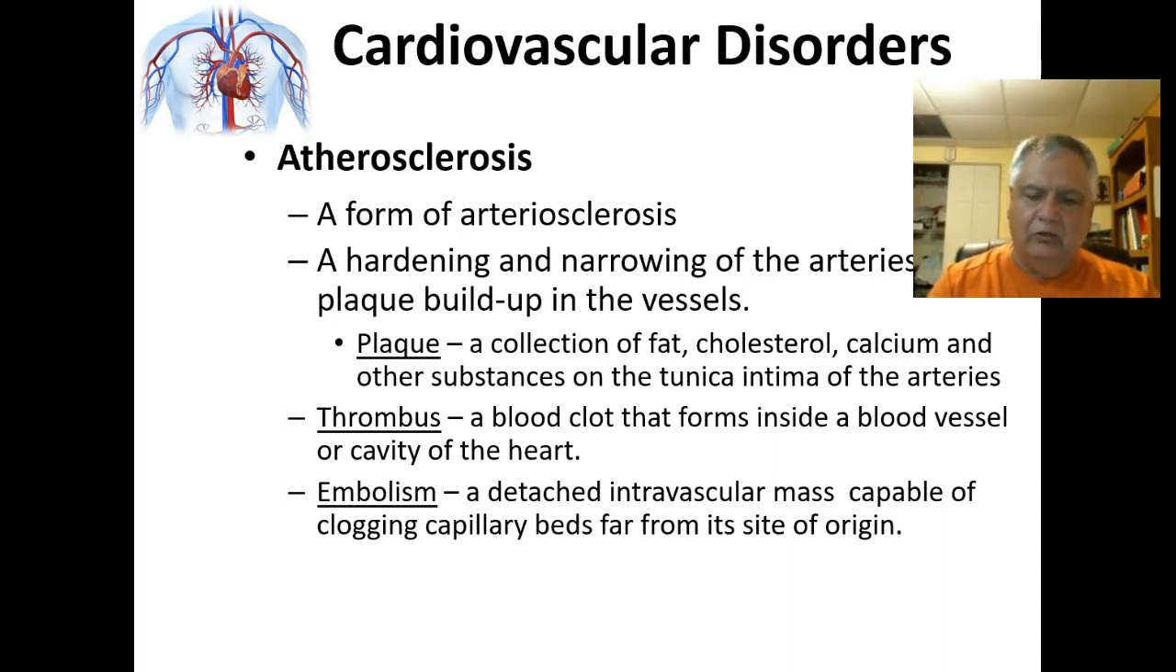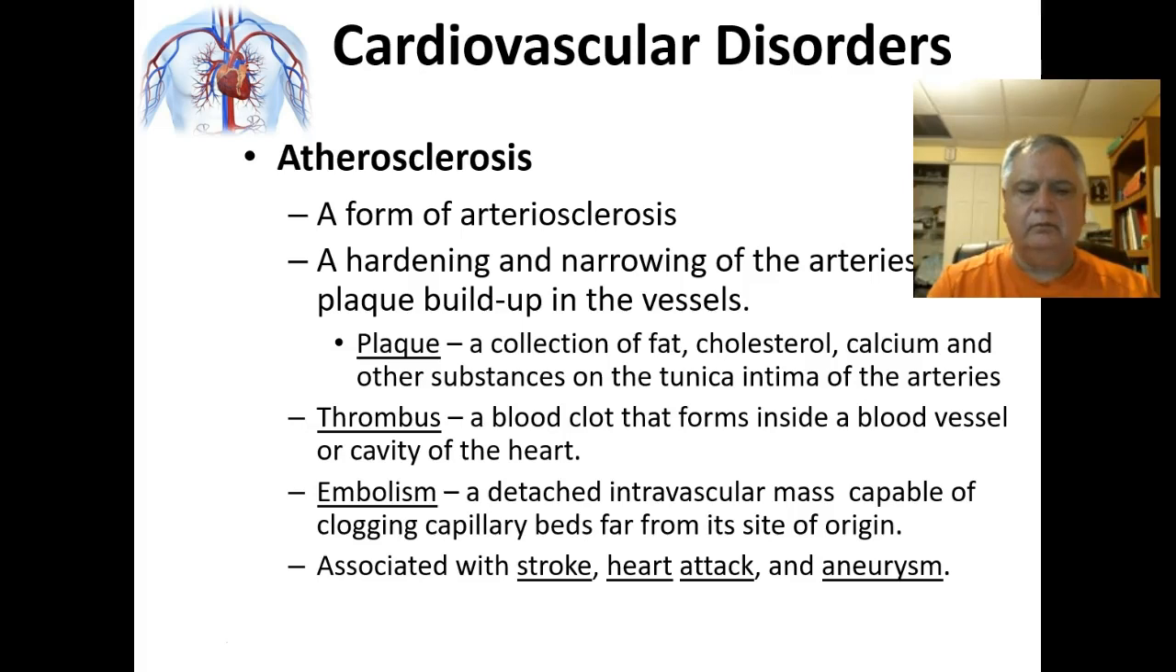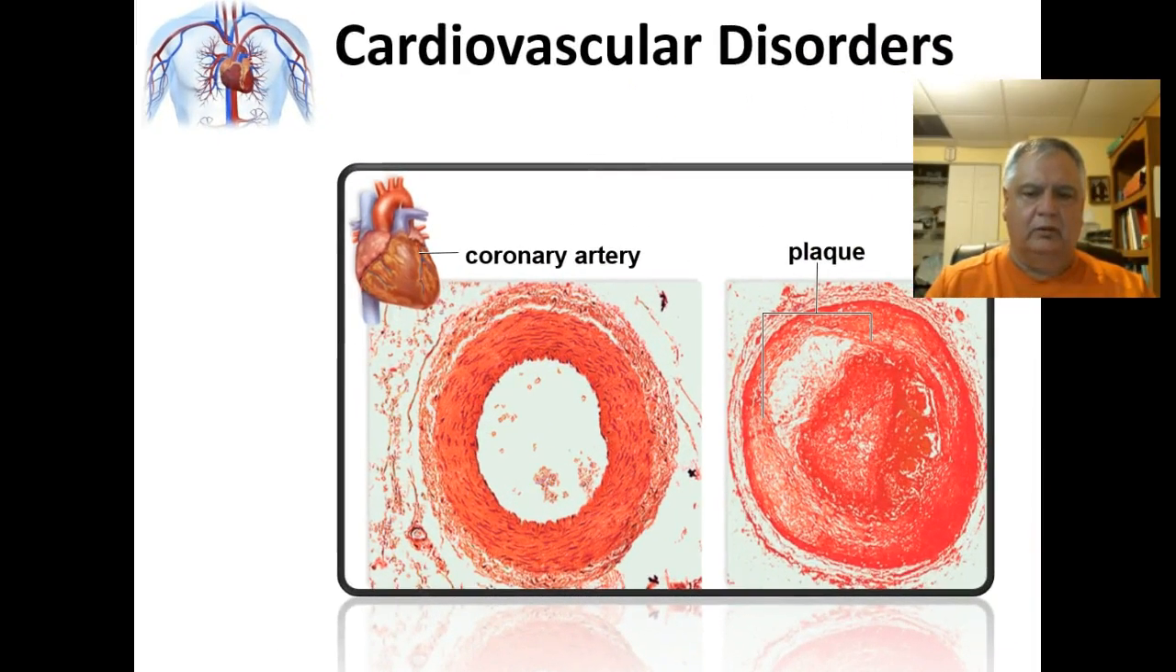It could tear away and now travel through the bloodstream to the brain, to the lungs, and clog capillary beds in the brain or the lungs. Since it traveled from another site, that detached intravascular mass, which could be a blood clot, is now referred to as an embolism. So if you have a pulmonary embolism, it is a clogging of the capillary beds from an intravascular mass that forms somewhere else in the tissues or in the body. Either of those and atherosclerosis are associated with stroke, heart attack, and aneurysms, and that's why they're important.